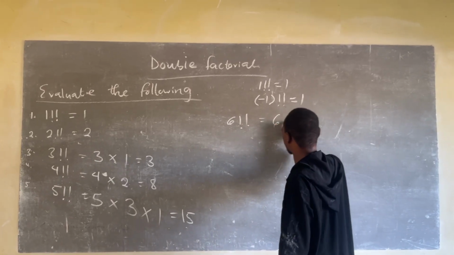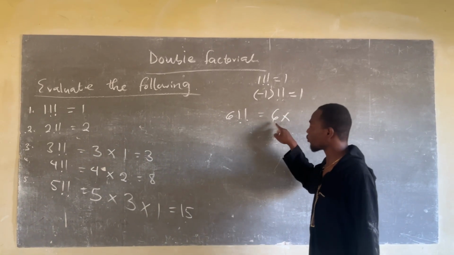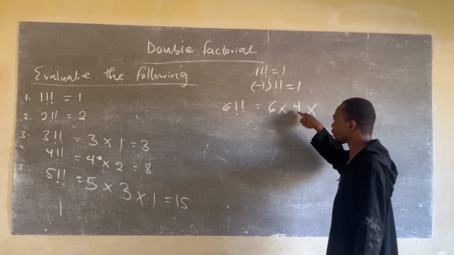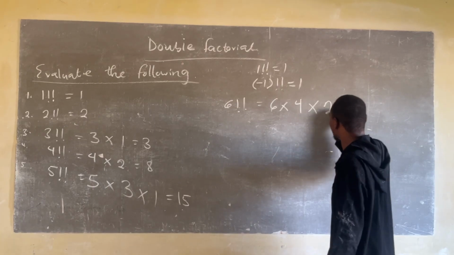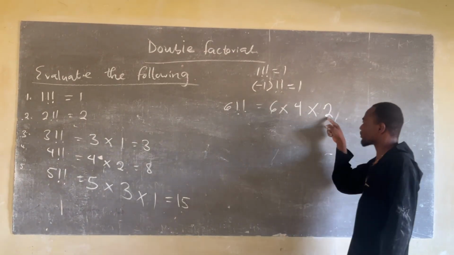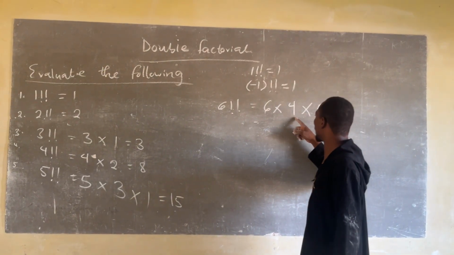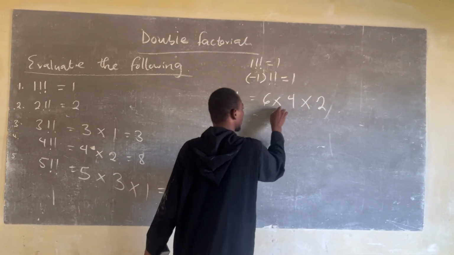What about 6 double factorial? I have 6, then times, you subtract 2 from 6, I have what? 4, then times what? You subtract 2 from 4, I have 2. Because it is an even number, this is my terminating point. So 6 by 4 is 24. 24 times 2, what do you have? 48.